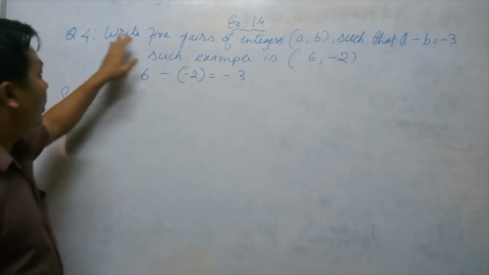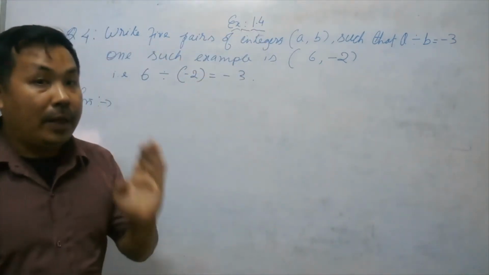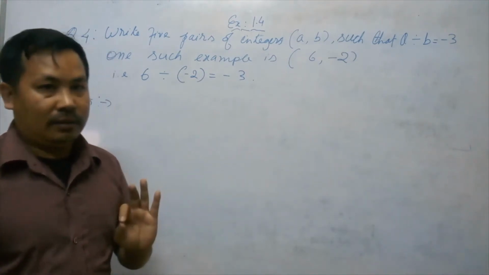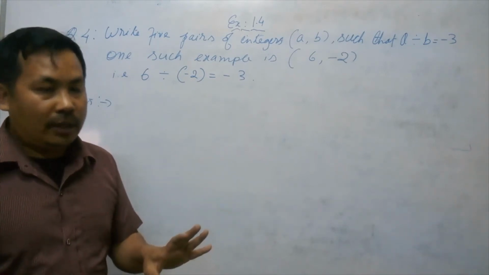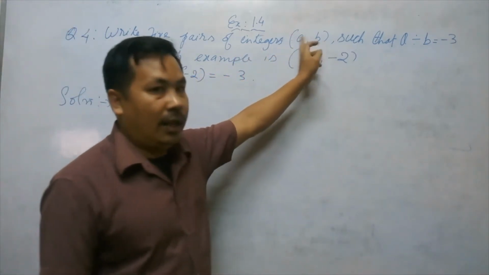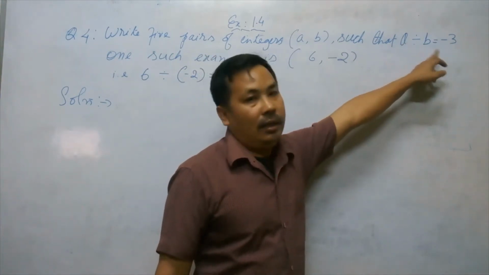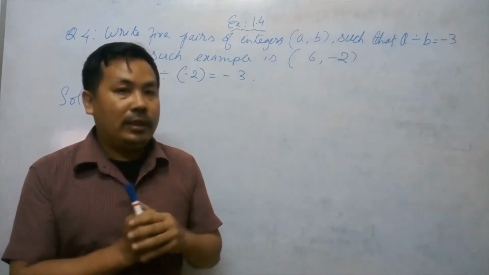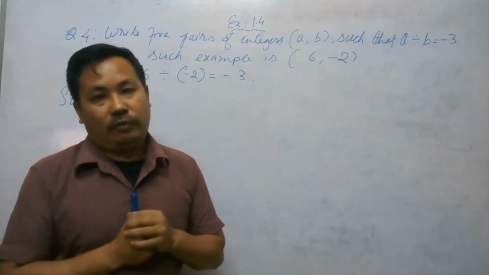In question number 4, it is asking you to write 5 pairs of integers. Integers means you know that it could be minus or plus, negative or positive integers. Clear? A condition is given here such that for integers A and B, when you divide A by B, the answer must be minus 3. You have to take pairs of integers such that when you divide them, you get minus 3. Okay, clear?